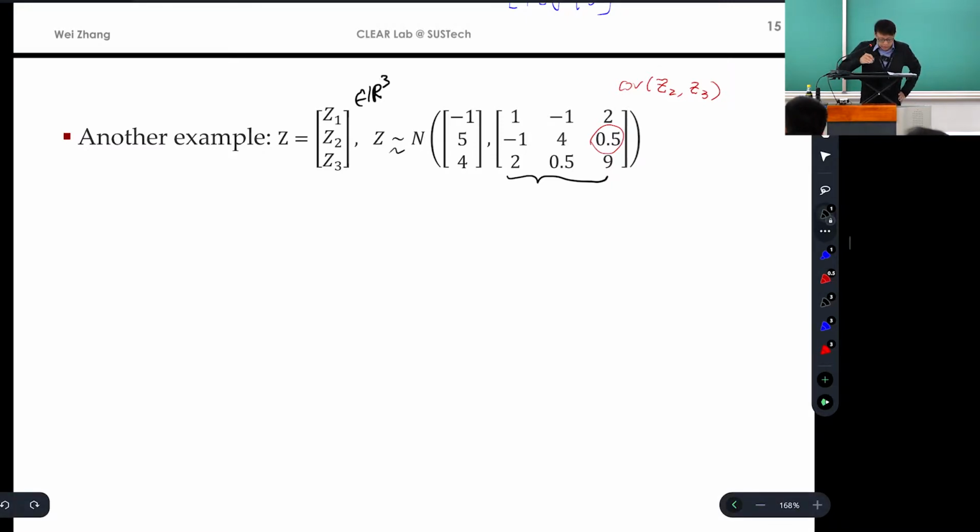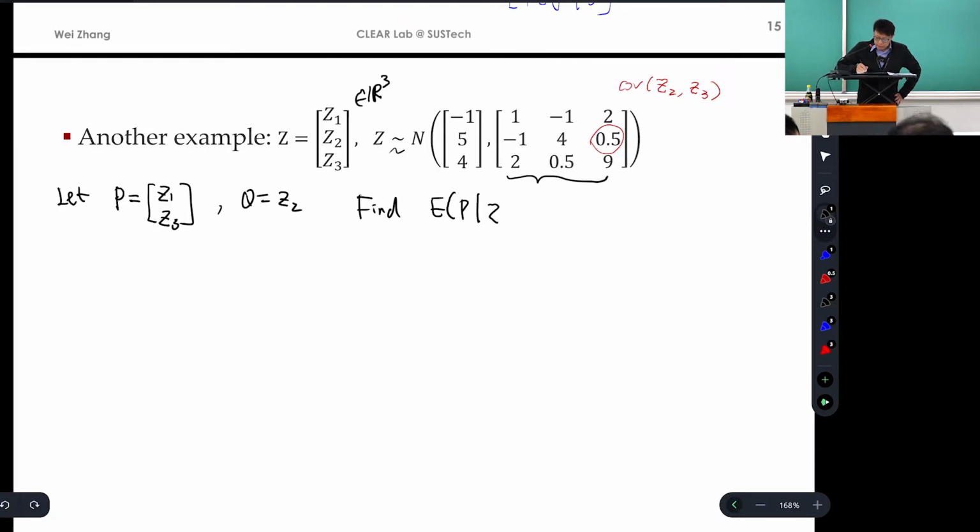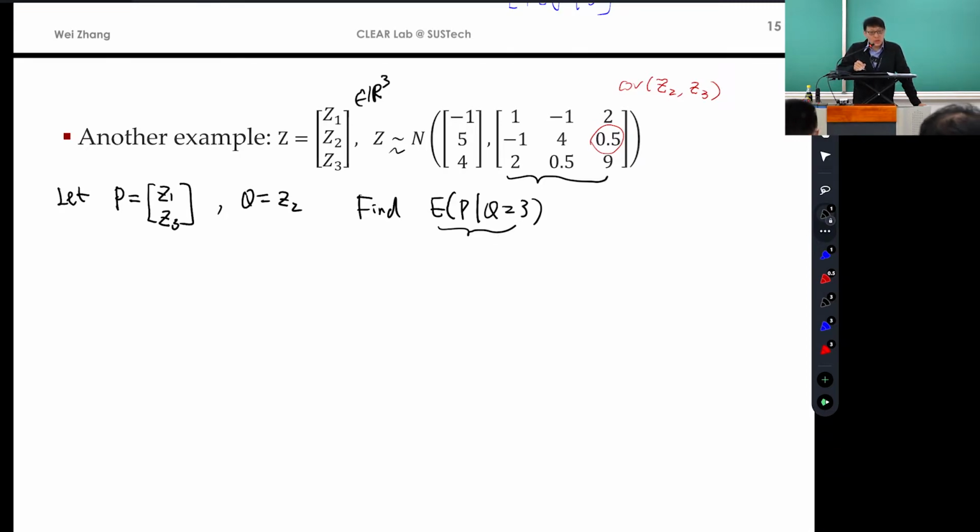Now this is a random vector. Let's define another random vector: P is Z1, Z3. Can I do this? Of course. I only pick the first and third elements of this vector, and I call Q equal to Z2. I want you to find the expectation of P given Q, where Q equals 3. I want to find the conditional expectation. Again, conditional expectation is the key for understanding Kalman filtering. Given Q is 3, P is still random, right? And I want to know the distribution of that randomness so that I can compute its expectation. So how do we do it?